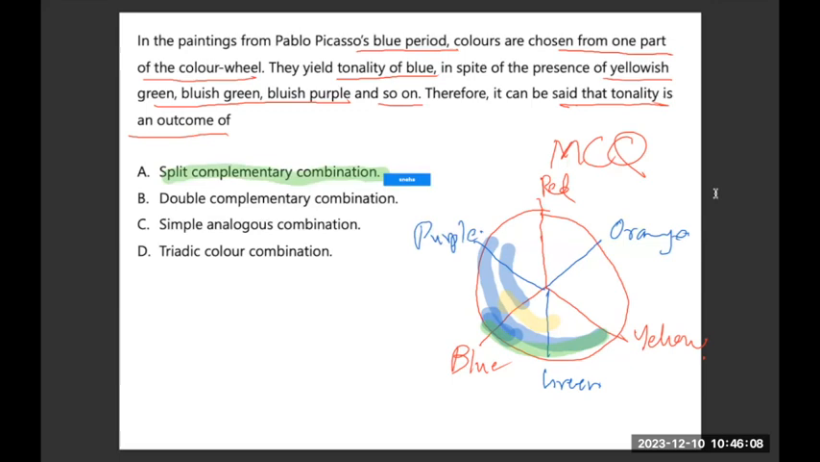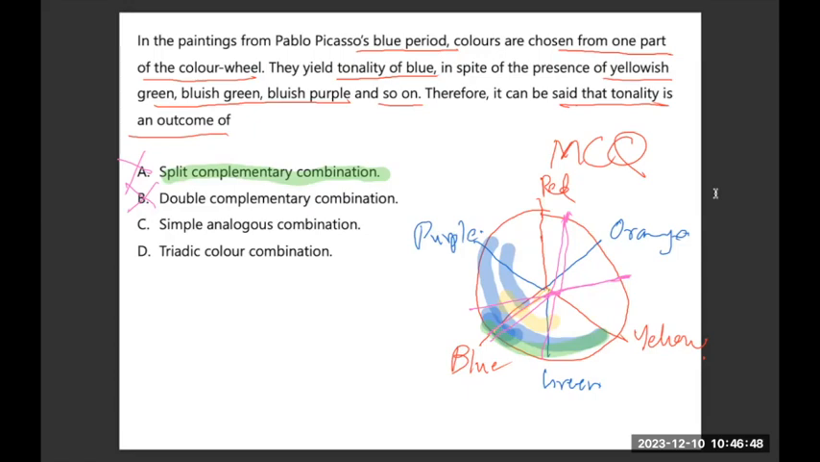In this case, if you look at split complementary color scheme, it looks something like this. If I take blue on one side, split complementary would bring the colors on the two sides of orange, one side of orange and the other side of orange, which is not the case. In double complementary, two sides from here and another two sides from there would come, which is not possible again because we are looking at colors from only one side of the wheel.